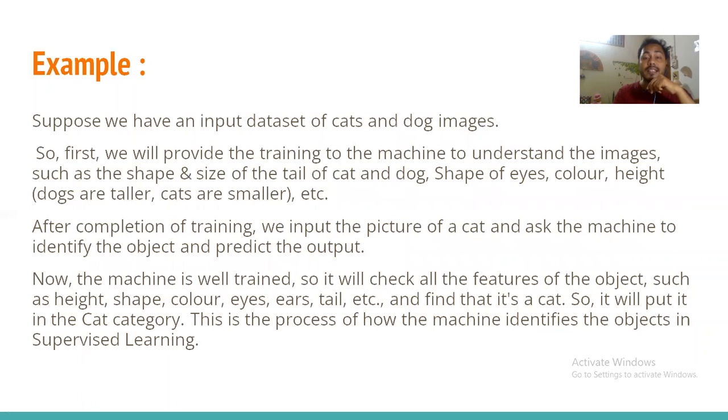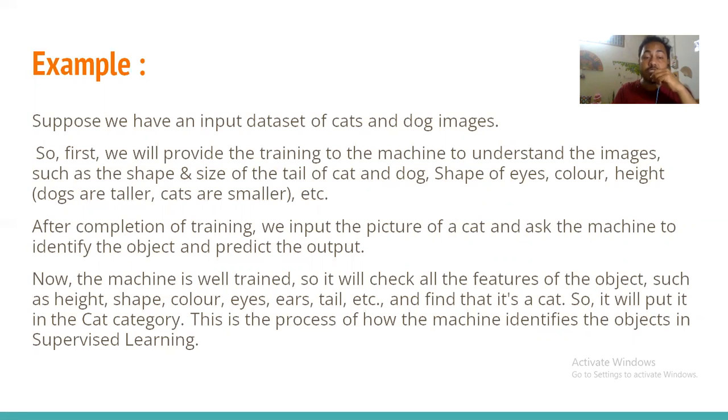So first we'll provide the training to the machine to understand the images, such as the shape and size of the tail of the cat and dog. Meaning, this is a particular cat's tail, this is a particular dog's tail. Then similarly shapes of eyes, color, height. Like you know that dogs are usually taller than cats. It may not be so in some specific cases, but in general, dogs are taller than cats. Then what are the features with respect to the tail of cat and dog? These things will be provided in the training data sets.